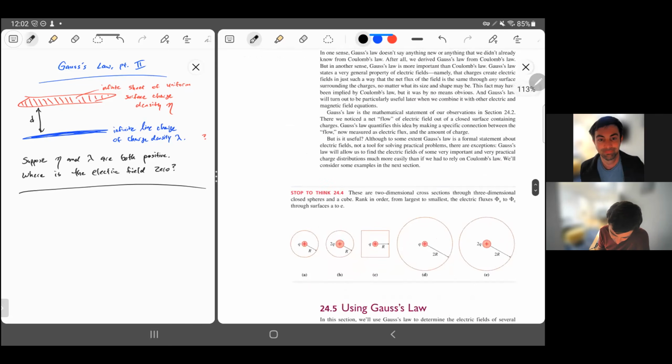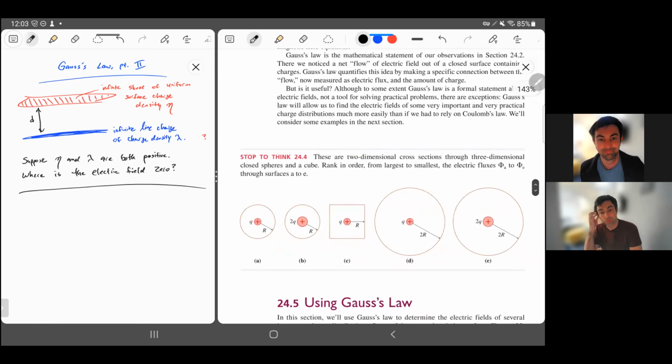You could try this problem. Maybe stop the video and see if you can apply Gauss's law directly to this. Pause it now for a couple of seconds. I'll wait a couple of seconds.